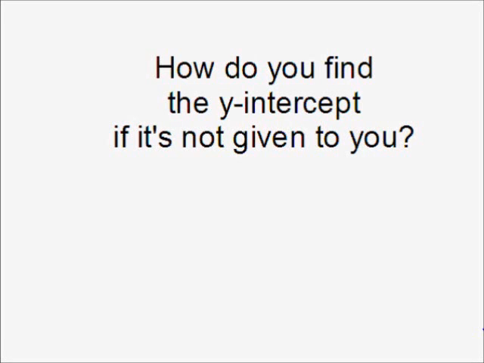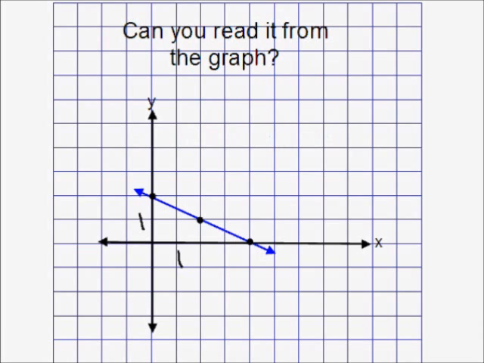How do you find the y-intercept if it's not given to you? You'll need to look at what's given to you instead to make that decision. If you're given a graph, you might be able to get the y-intercept by simply reading it from the graph. You'll recall that a y-intercept is where your line intersects the y-axis.